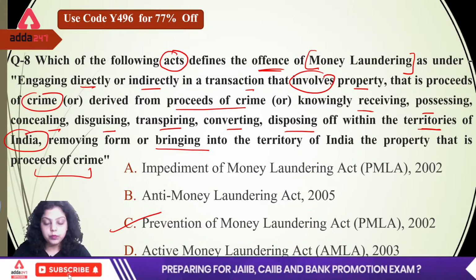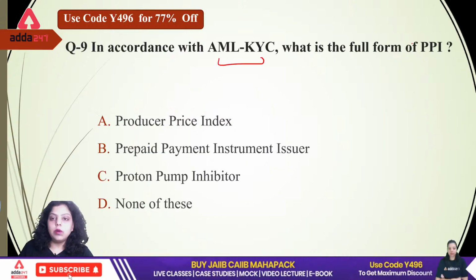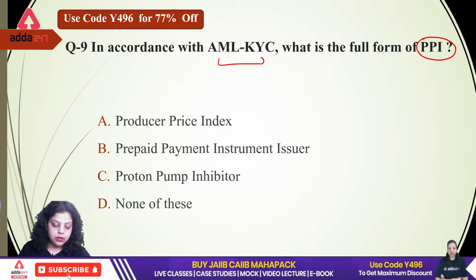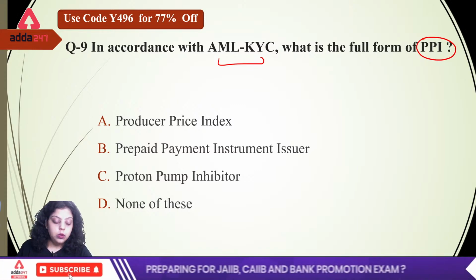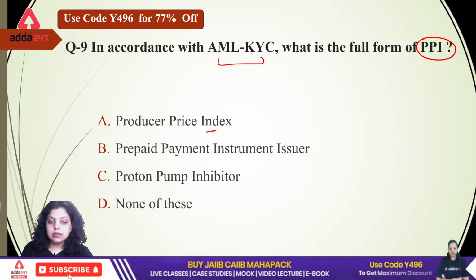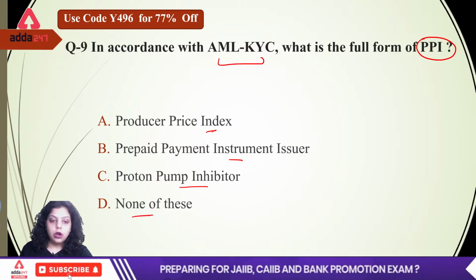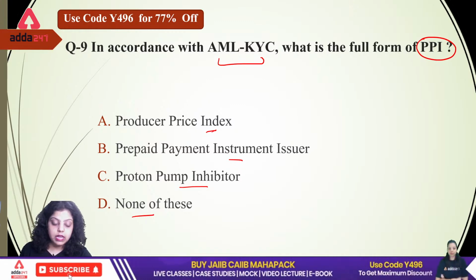Next, in accordance with the AML KYC, what is the full form of PPI? When we are talking about anti-money laundering, know your customer, what will be the full form of PPI? Is it Producer Price Index? Is it Prepaid Payment Instrument Issuer? Is it Proton Pump Inhibitor? Or is it none of these? So which of the following will be the right answer for the 9th question? A, B, C or D?